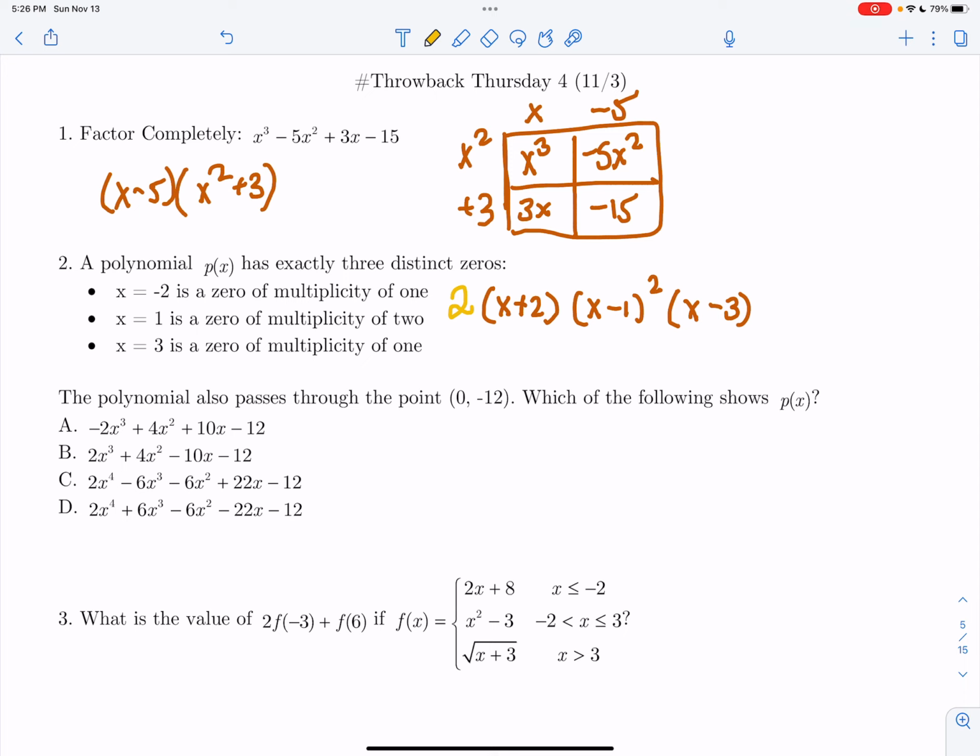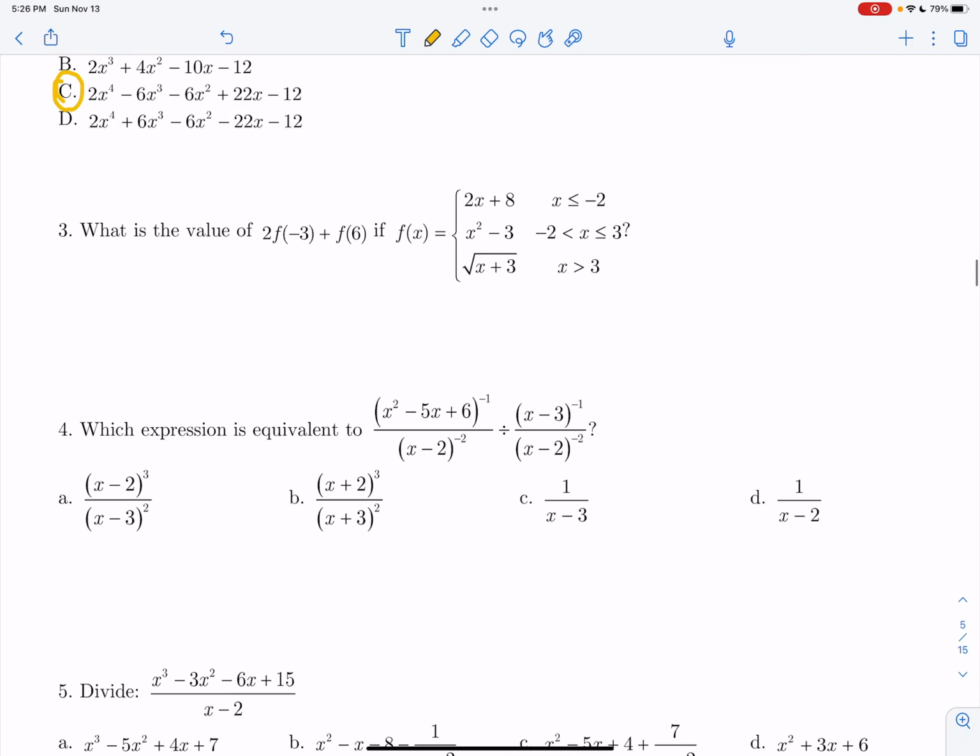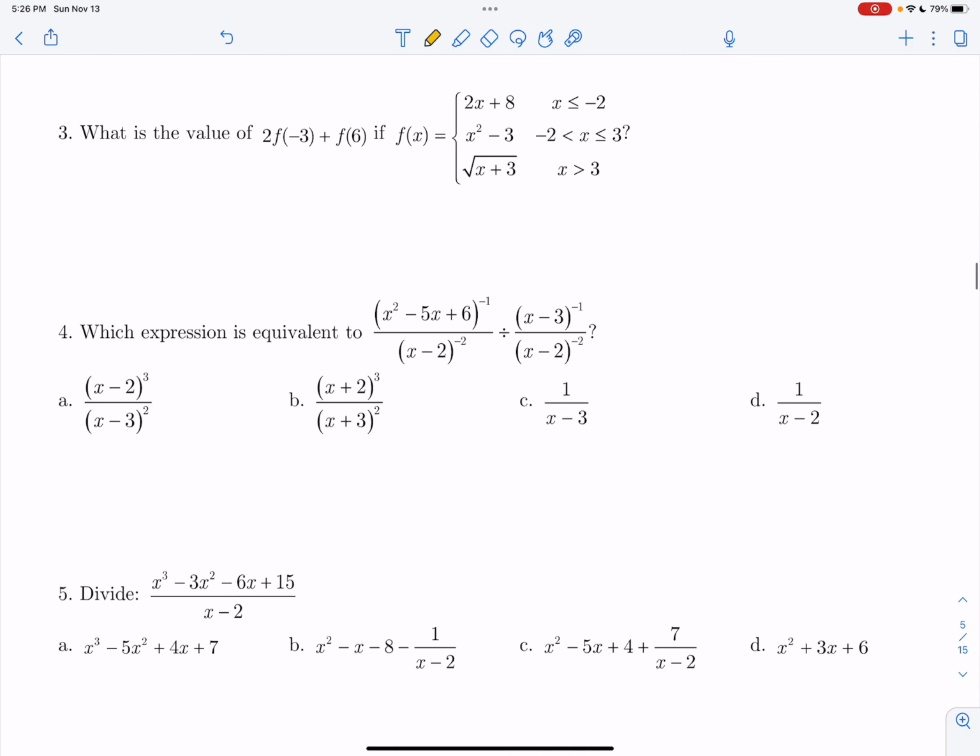So once you do that, I'm pretty sure your answer is C, 2x to the 4th minus 6x cubed minus 6x squared plus 22x minus 12, which will give you a root at negative 2 and at positive 3 with a double root at positive 1. And a y-intercept of negative 12.